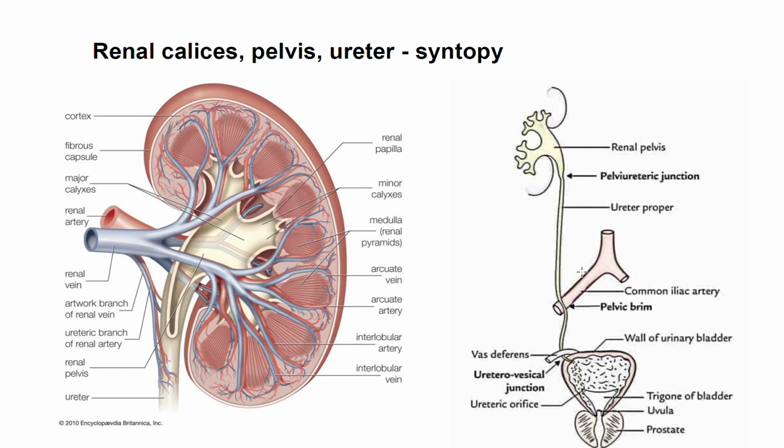Now, there are three important ureteric junctions or constrictions that we must remember. So there are three. So the first one is over here. It's basically when the renal pelvis narrows to form the ureter, right? And this is the ureteropelvic junction.